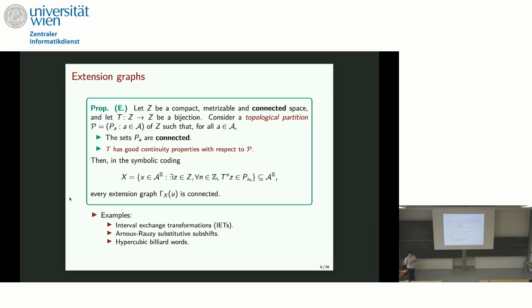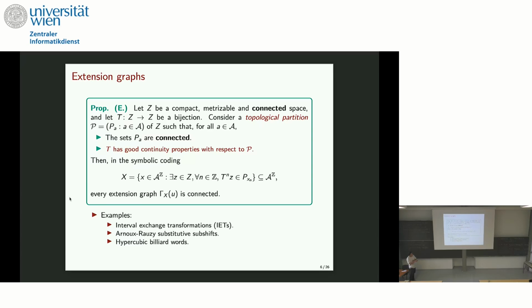And as I was saying, we're going to see that this is something that imposes a lot of rigidity on the subshift. Concrete examples: interval exchange transformations. They are covered by this theorem, and moreover, in the minimal case, the extension graphs are trees, so connected and acyclic, much stronger. We also have Arnoux-Rauzy subshifts because they can be defined as codings of Rauzy fractals.